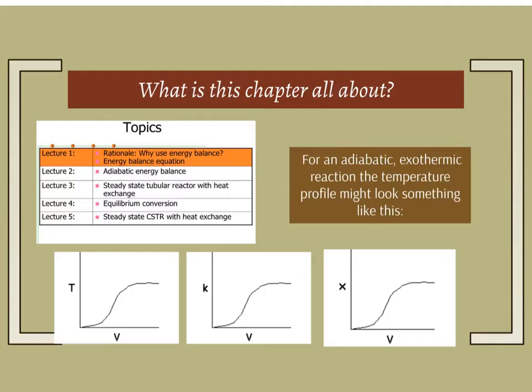Okay, let me skip. So what is this chapter all about? First of all, we have to know that there will be altogether 4 lectures that will be covered, which is on the rationale why we use energy balance. And the second lecture is on adiabatic energy balance. And the third lecture we cover on the steady state tubular reactor with heat exchange. And the fourth lecture is on equilibrium conversion. I will basically not cover lecture 5, steady state CSTR with heat exchange.